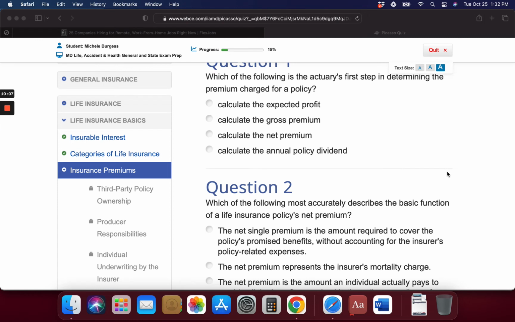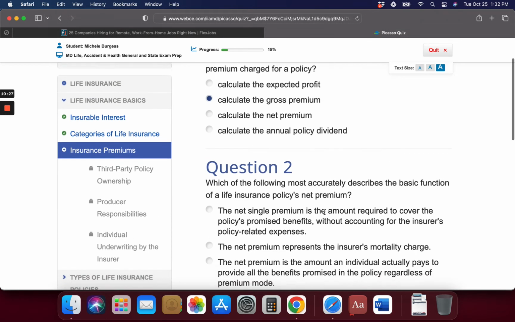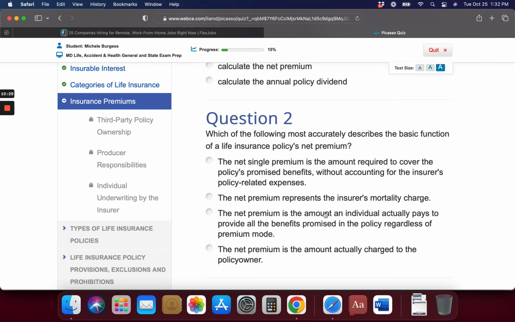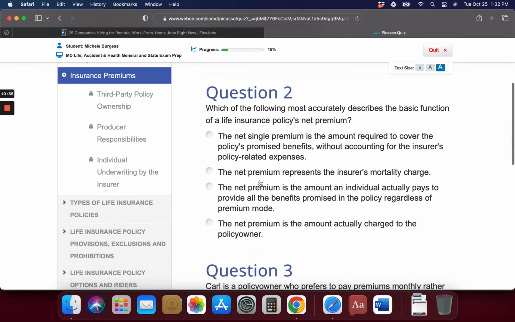Okay, so here is our quiz for this lesson. Which of the following is the actuary's first step in determining the premium charged? I believe it is this one. Which of the following most accurately describes the basic function of the life insurance policy's net premium? Let's go with net premium up there.